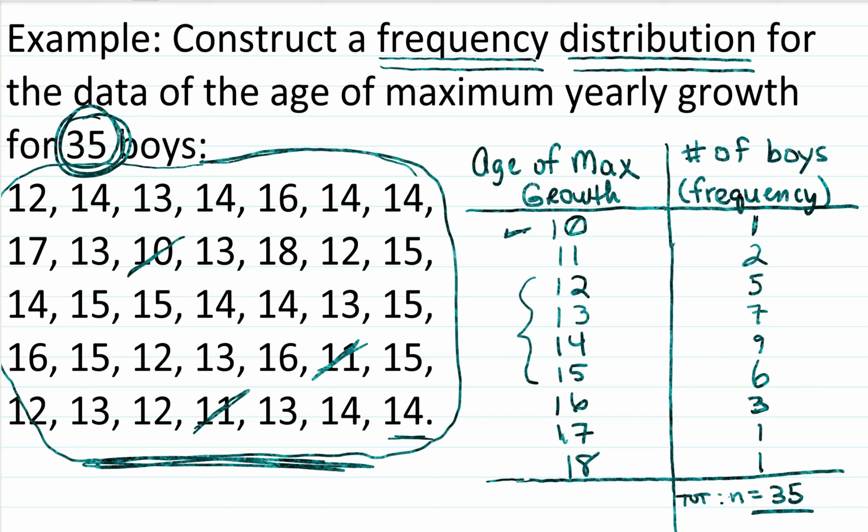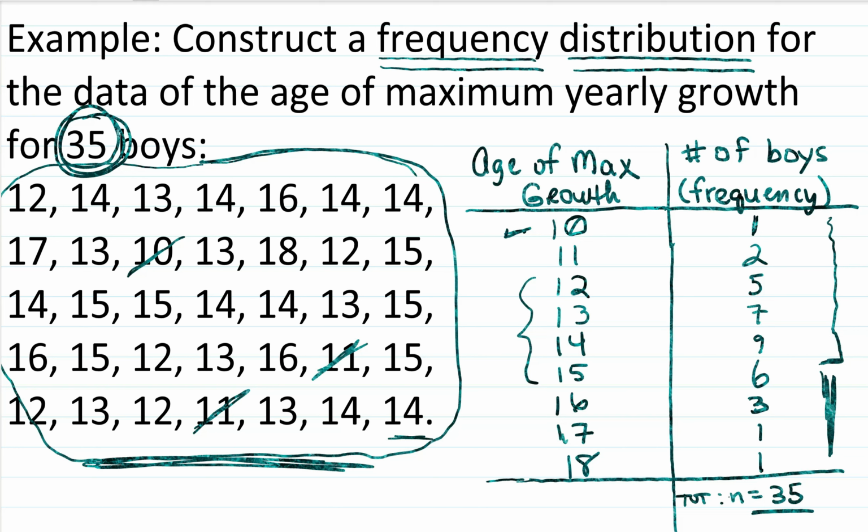So then there's a trend that we can see, right? The trend shown by this frequency distribution indicates that the number of boys who attain their maximum yearly growth at a given age increases up until the age of 14, because we see 1, 2, 5, 7, and 9. This is from age 10 to 14. And then after the age of 14, it begins to decrease.